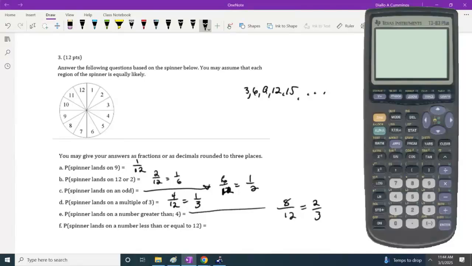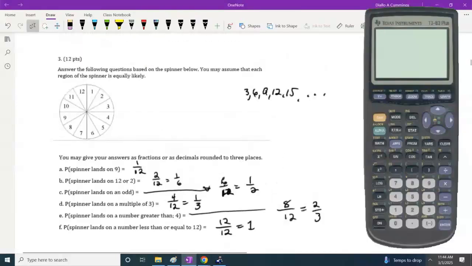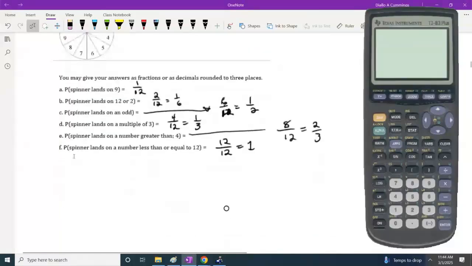And then for F, it says the spinner lands on a number less than or equal to 12. It should be 1. There are 12 numbers to choose from, and 12 numbers that are less than or equal to 12. So that should be 100% or 1. Any questions about this one? This thing has 12 points, so make sure you understand this one.